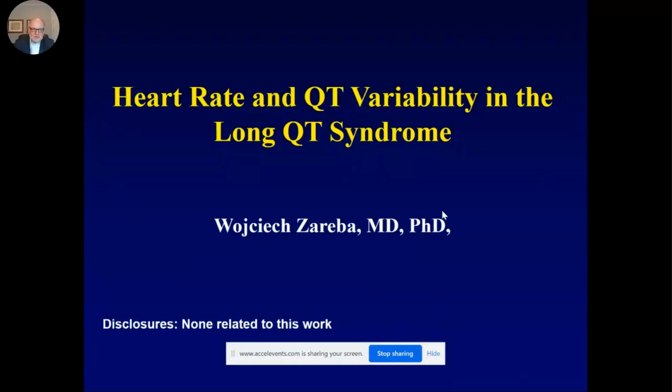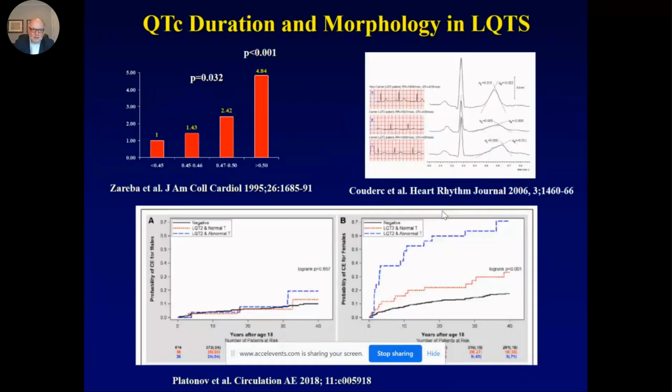It's my pleasure to be at ISKI. This is my favorite conference. I'm going to speak today about these aspects of heart rate and variability in long QT.